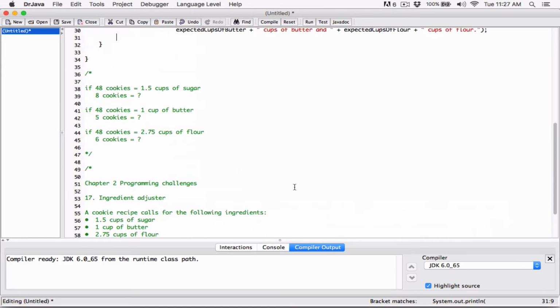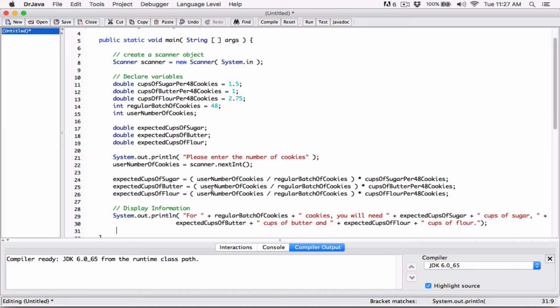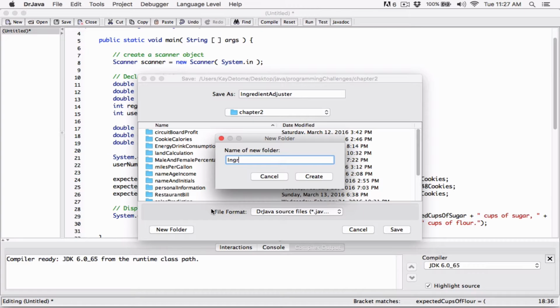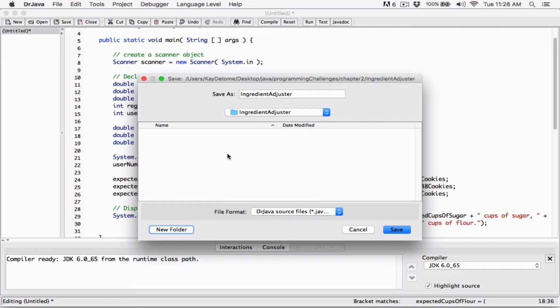So hopefully it works. I'm going to compile it and see if it works. But like I said, there's a problem here, and I'll come back to it. All right, so I'll go ahead and compile this, and I'll save it in here. I'll create a new folder for it. Ingredient adjuster. I actually did this program out just to test it, and that's how I figured out that problem I mentioned earlier. But we'll go back to it, and I'll fix it. So ingredient adjuster, create it, and I'll create the files here.